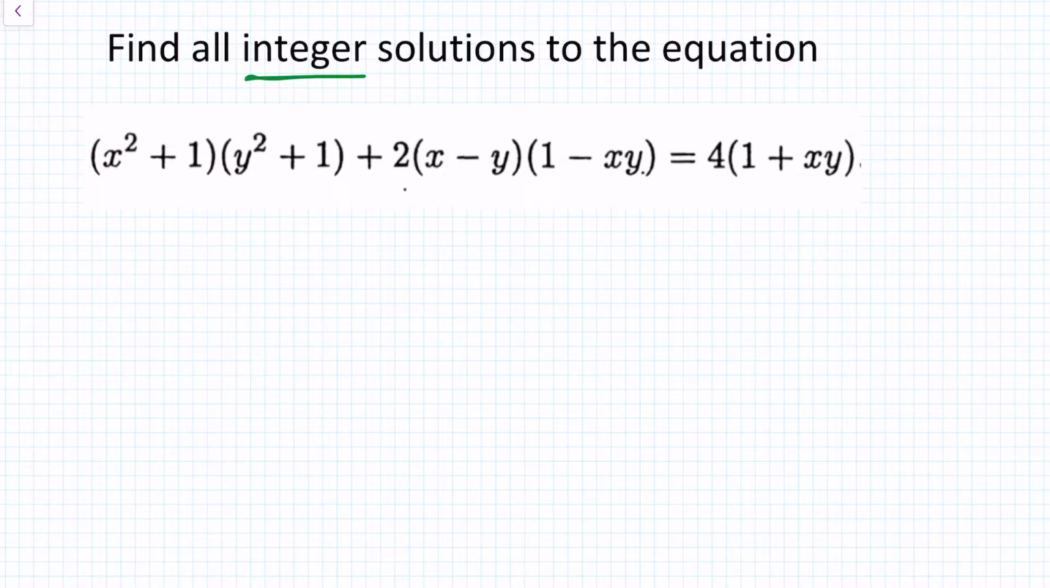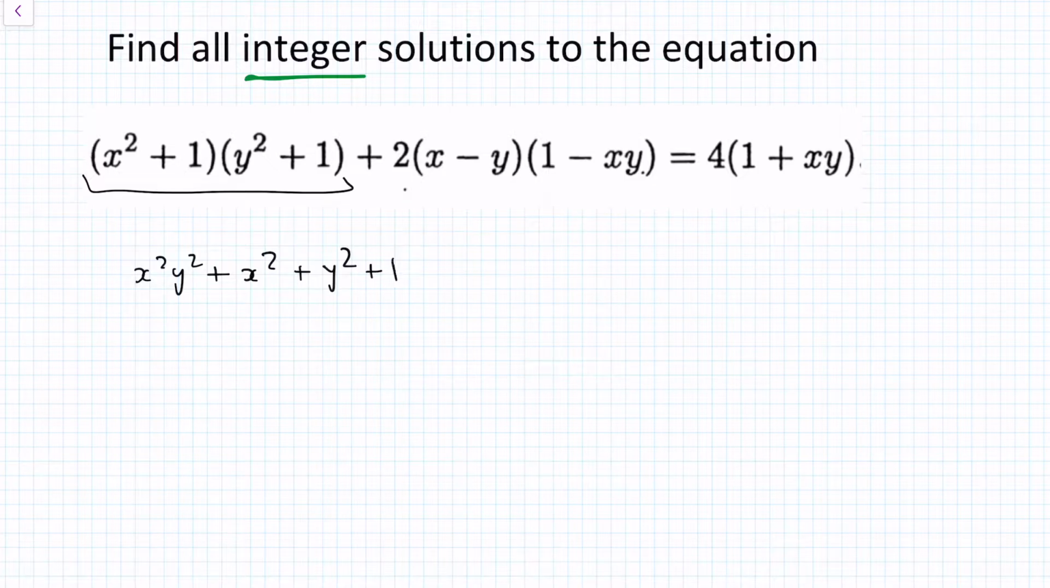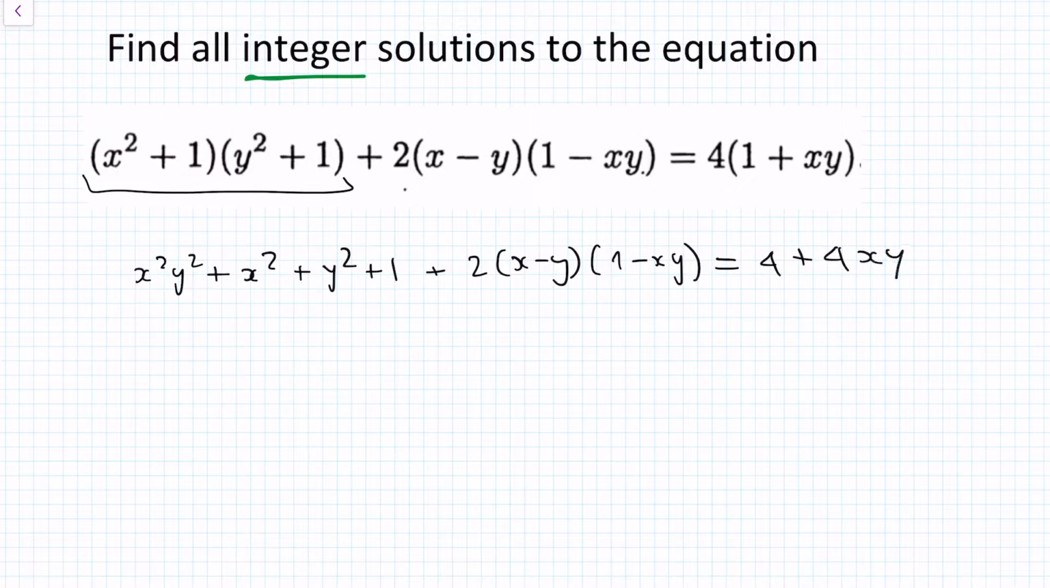Yeah, to solve equations we normally factorize, but when we have something slightly more complicated, it's good to expand first and see if we can do anything with it. So why don't we start expanding this? We have x squared y squared plus x squared plus y squared plus 1 plus 2x minus y, 1 minus xy is equal to 4 plus 4xy.